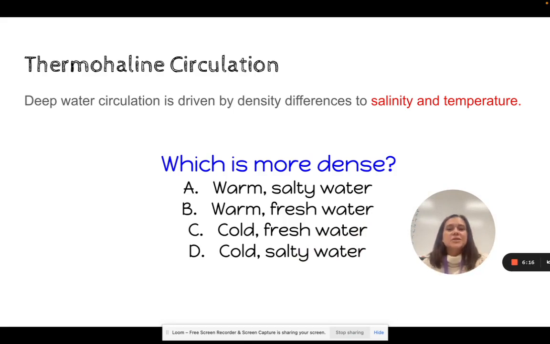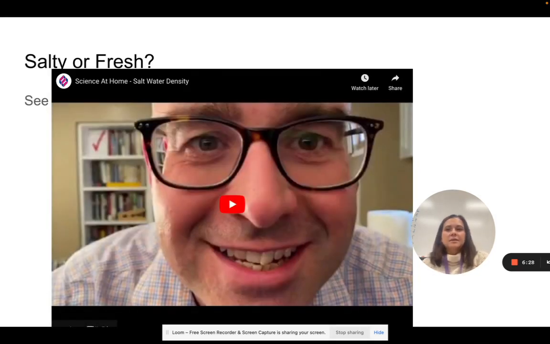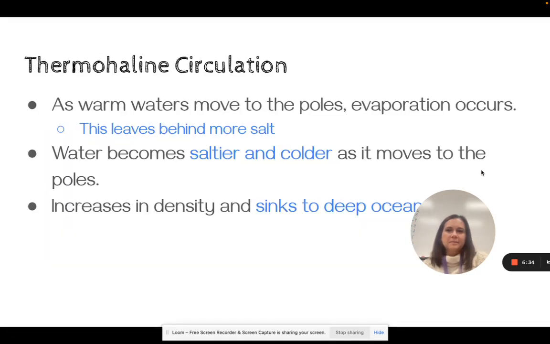But deep water circulation is driven by the salinity of the ocean and the temperature of the water. So if we're looking at which is more dense, colder water is more dense, just like in the air. Oh, and we could watch this, but we're not going to. Oh, no, it's playing. There we go. Saltier water is also more dense.